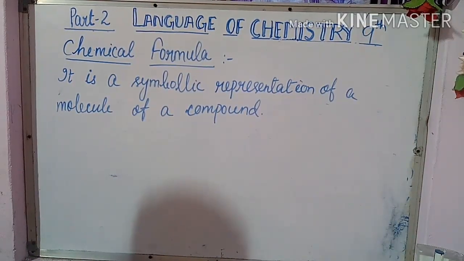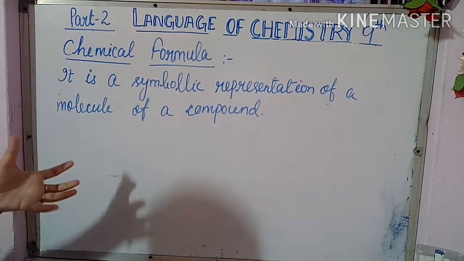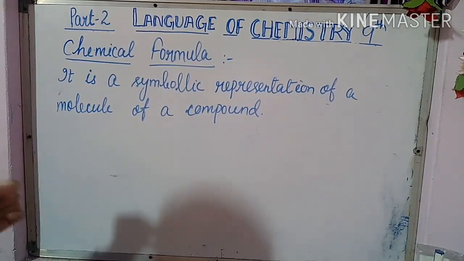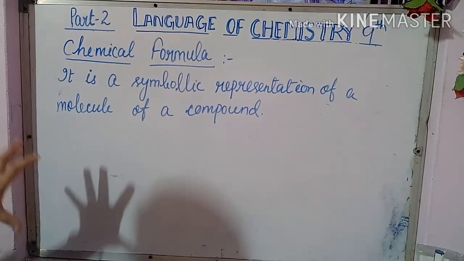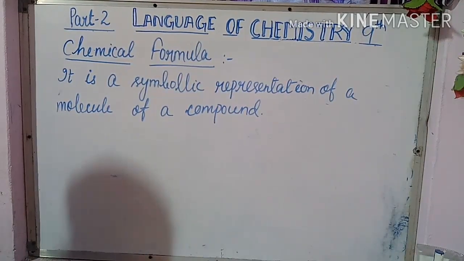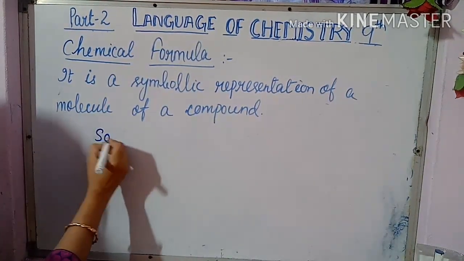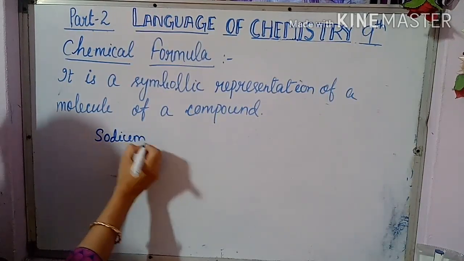That is the formula. Because, as you know, a compound is a substance of two or more elements in a fixed ratio. So at that time it will become a formula. And how will you make the formula of that compound? Now let's see the procedures. Suppose I want to make a formula of sodium chloride. It is a compound, sodium chloride.